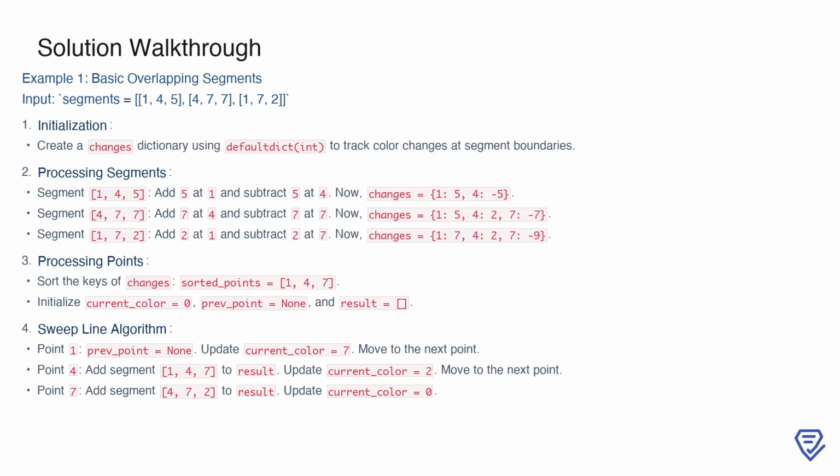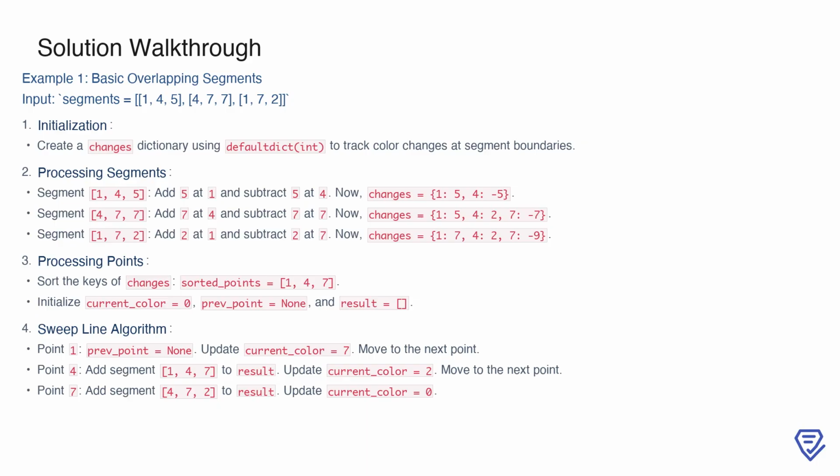For the first segment, we add 5 at the start point, 1, and subtract 5 at the end point, 4, resulting in changes equals {1: 5, 4: -5}. For the second segment, we add 7 at 4 and subtract 7 at 7, updating changes to {1: 5, 4: 2, 7: -7}. Lastly, for the third segment, we add 2 at 1 and subtract 2 at 7, giving us a final changes dictionary of {1: 7, 4: 2, 7: -9}. Next, we sort the keys of this dictionary to process points in order, resulting in sorted_points equals [1, 4, 7].